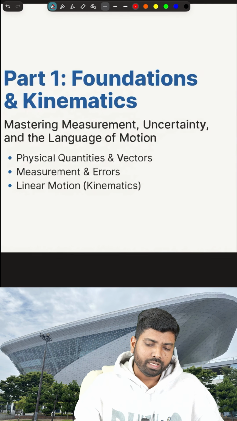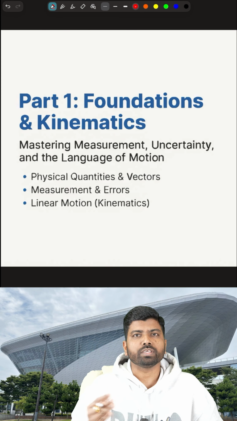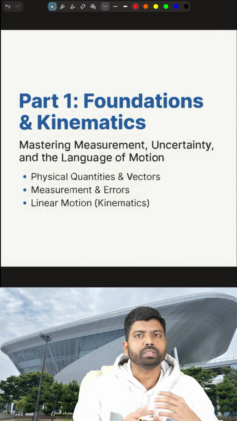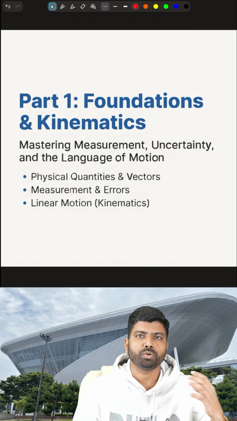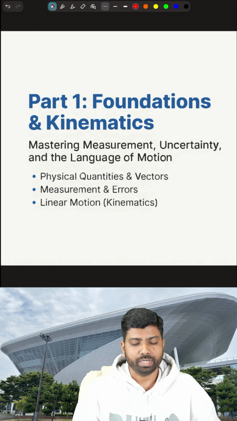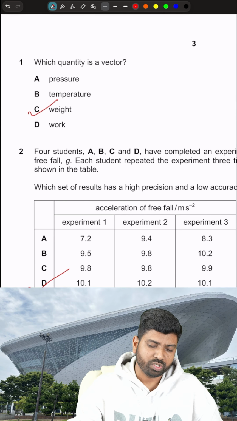So today in this part, we will discuss all the questions from question number 1 to question number 40, and we will divide this chapter wise. Right. So in part 1, we will discuss the foundation and kinematics. Without delaying, let us see question number 1.